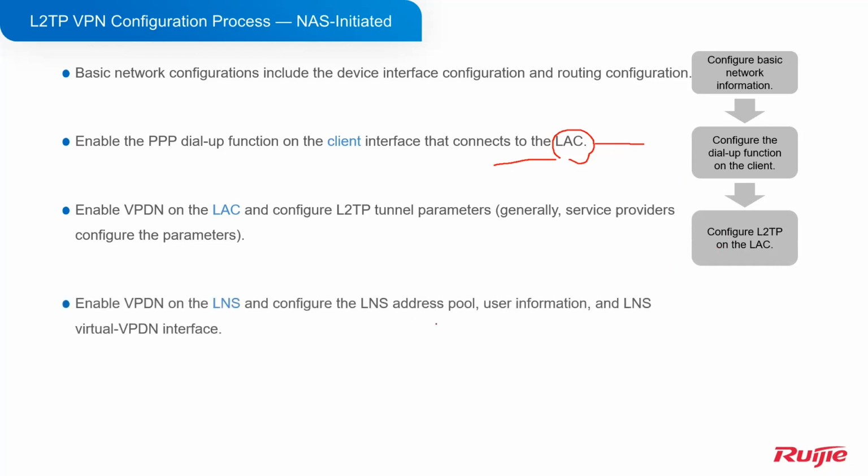And the next part is for the LNS. You have to create the address pool, the user information, and also some virtual VPN interfaces to connect with the LAC. Because all your terminals want to visit your headquarters, you have to check whether your identification is good or not. You have to provide, for example, your username and password, right? If your username and password are correct, maybe I will assign a new IP address for you. Then you can use this IP address to visit our headquarters resources. So this is the configuration for the LNS.